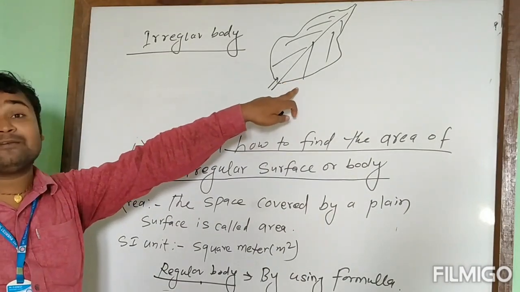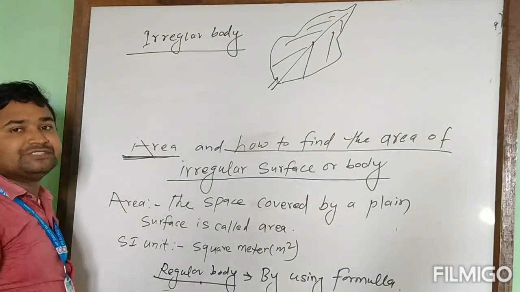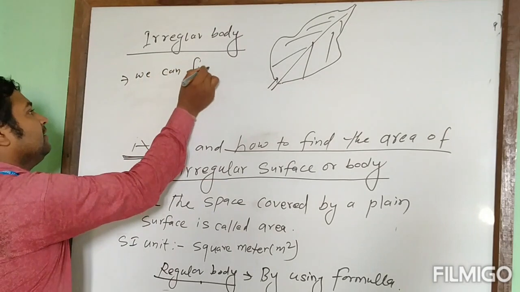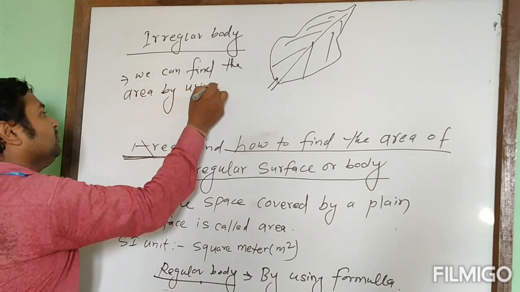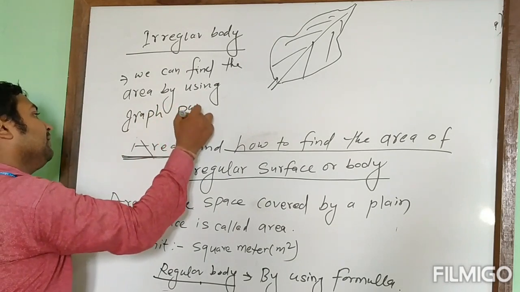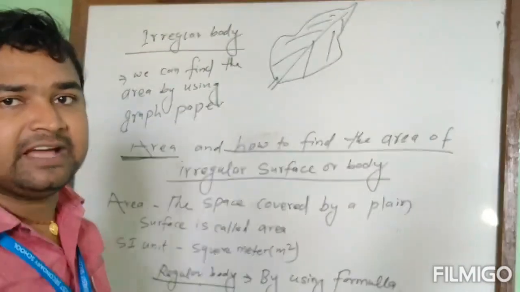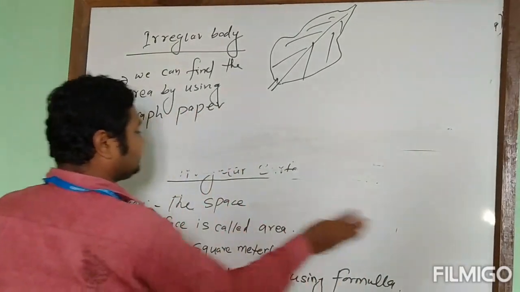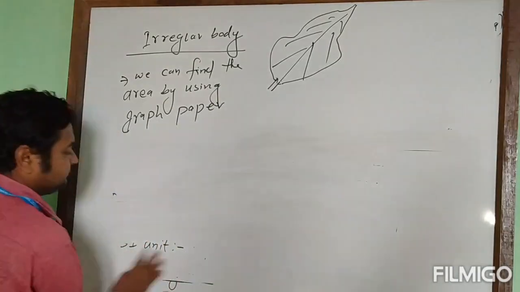We have seen this is the diagram of the leaf. For that, we can calculate the area by using graph paper. Have you seen graph paper? Yes, I think you have seen it. In graph paper, we have seen all the square units are there.